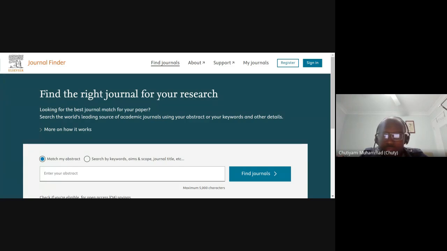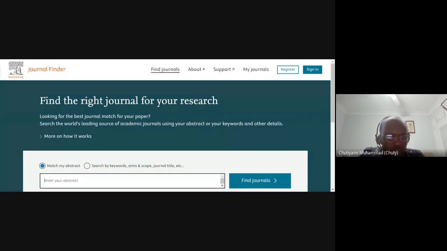I don't know if that can show on your screen as well. So I copy my abstract. Just a second, I'm just copying an abstract from one of my papers and then I will paste it and I will show you how it will come up with journal suggestions, and then you will check which one is more suited for your paper.